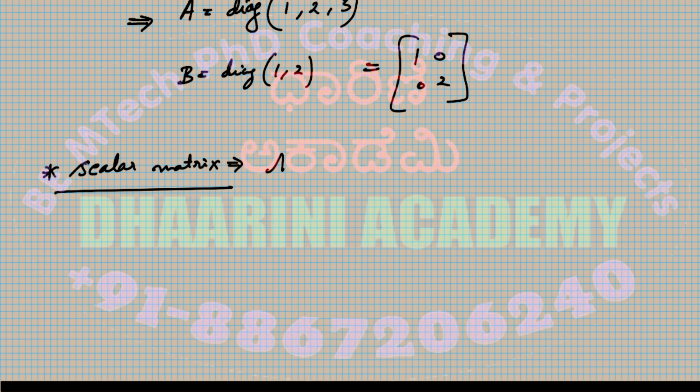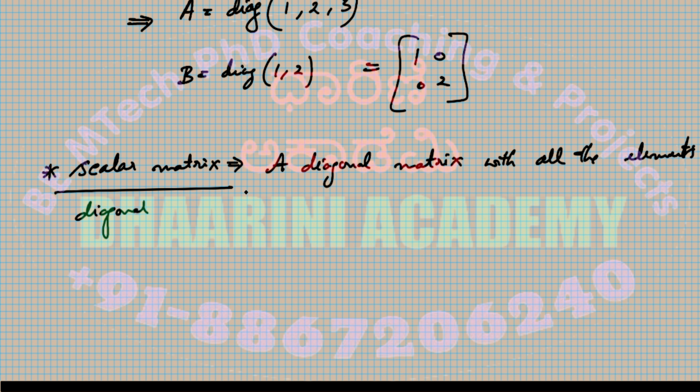So a diagonal matrix. What is a diagonal matrix? We know now, because just now we defined diagonal matrix is a square matrix where only diagonal elements are non-zero, all other elements are 0. So now we are looking at a diagonal matrix with all the elements of diagonal are equal. So they have to be equal. That's the very fundamental condition, right? So let's try to define this.